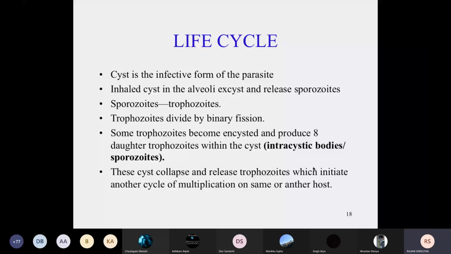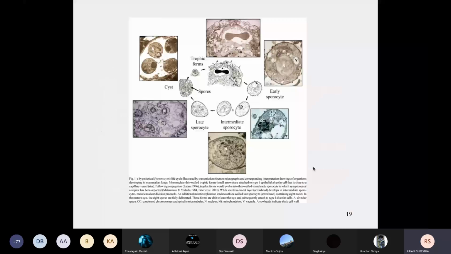So this is the electron microscopic picture in which you can see different forms of this parasite. Initially, it was classified as a protozoan, but now it is classified as a fungus.